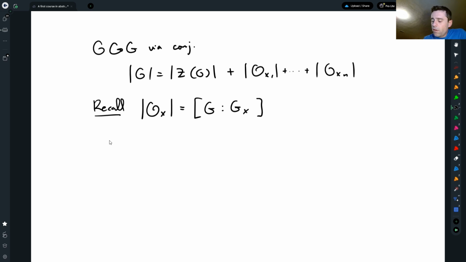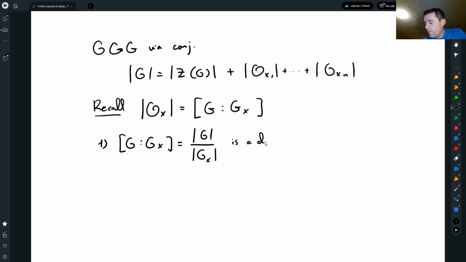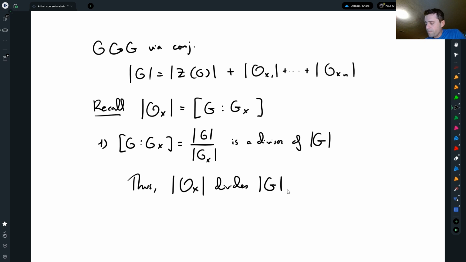By the way, first remark is that the index is the size of G divided by the size of the stabilizer, and this is a divisor of the size of G. Therefore, the size of an orbit divides the order of the group. Okay, so that's important.